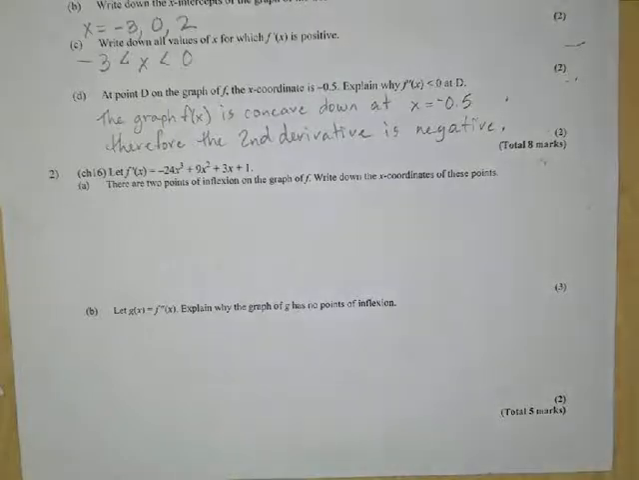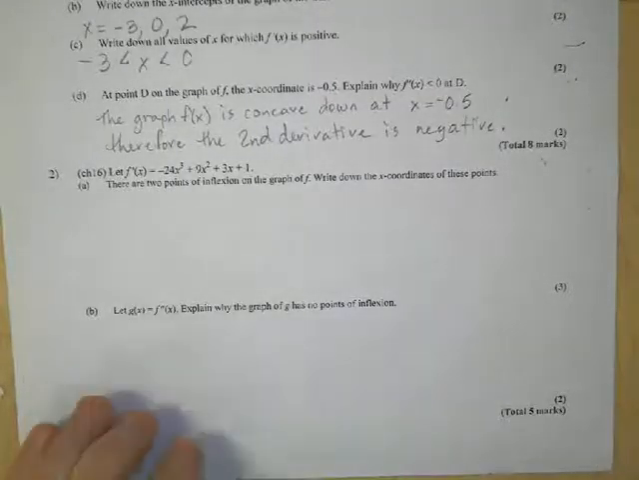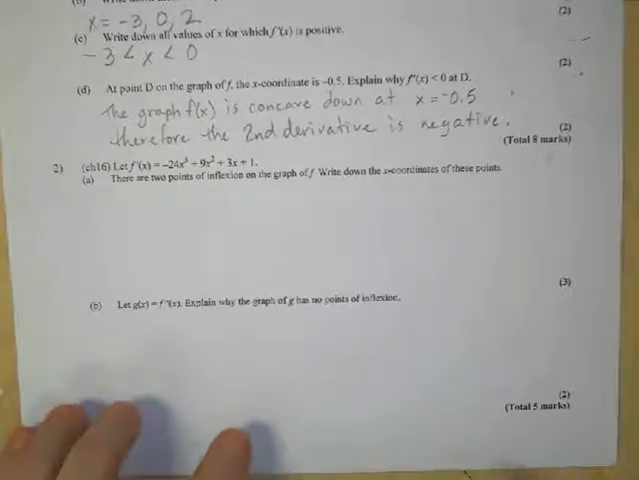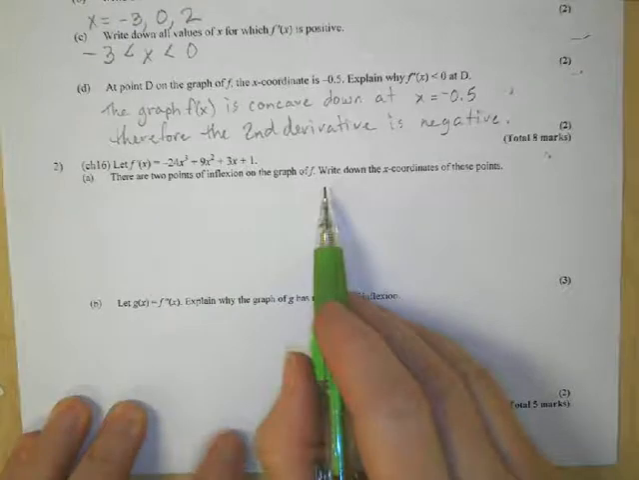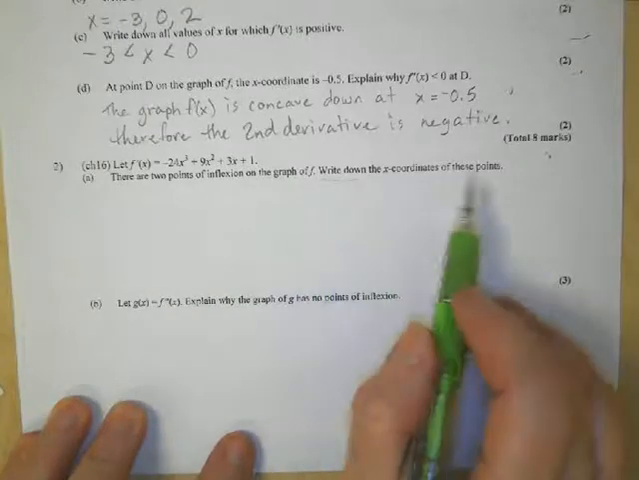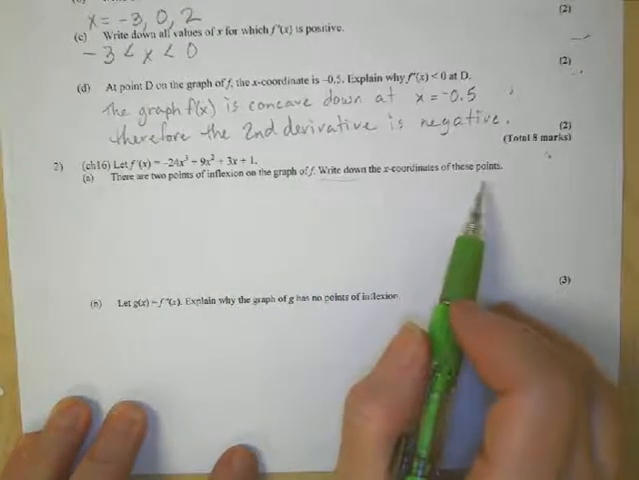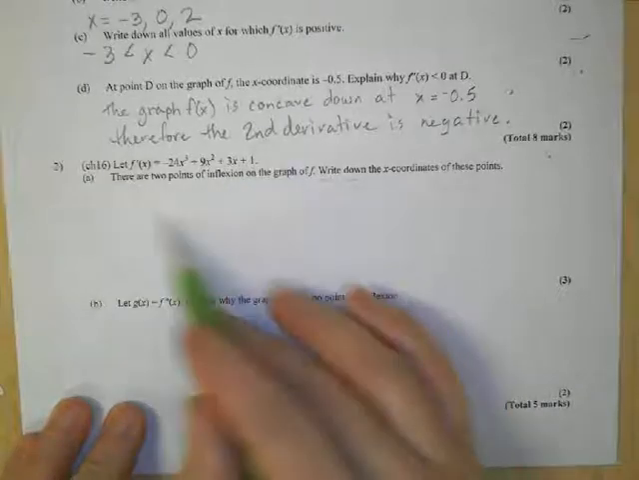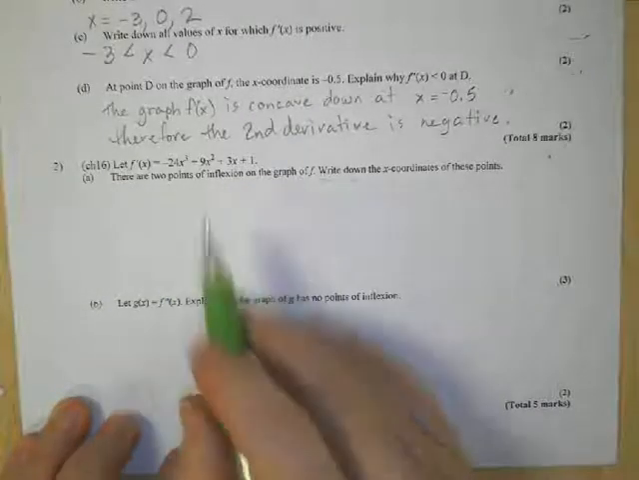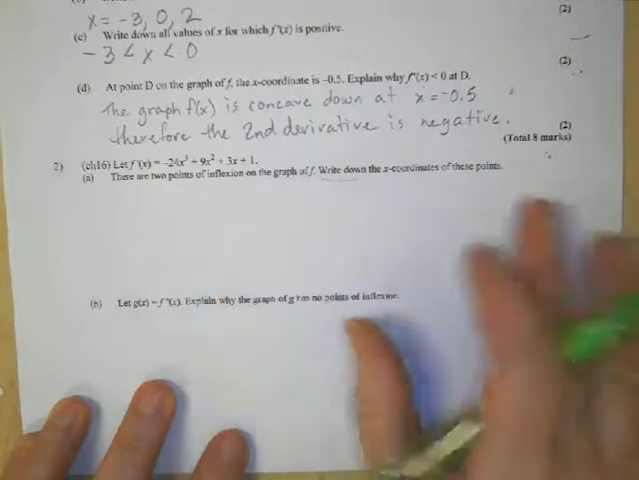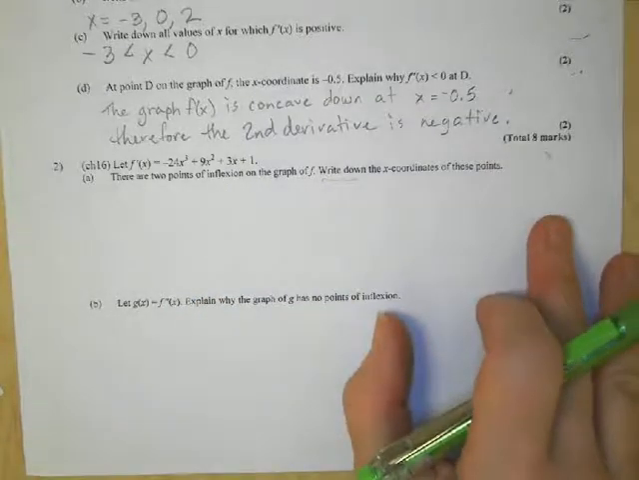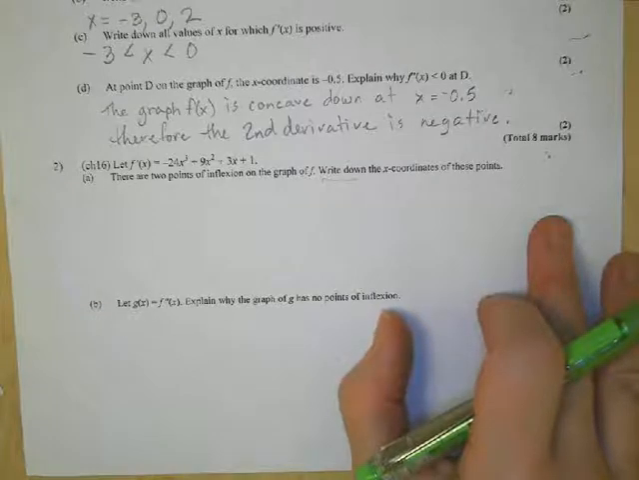Okay, problem number 2. I know that this is going to be a calculator problem because when I read through it, it tells me there's 2 points of inflection on the graph, and it says write down the x-coordinates of these points. How can I possibly write them down just by looking at the first derivative? I get points of inflection from the second derivative. And remember, points of inflection are where the graph changes from concave up to concave down.